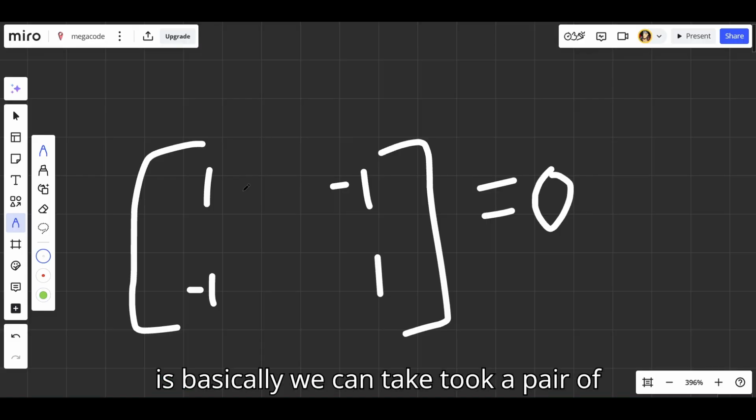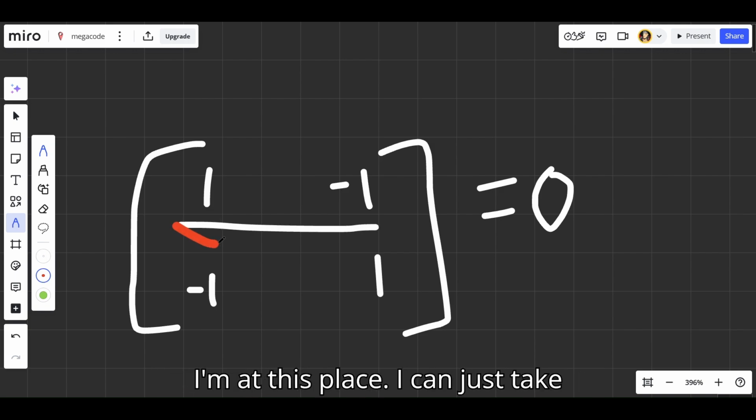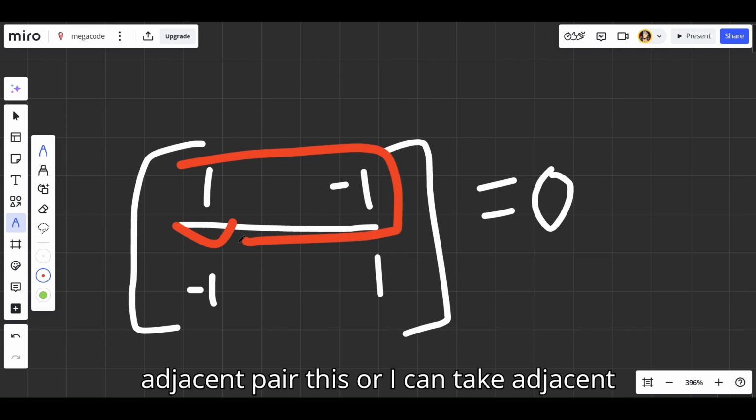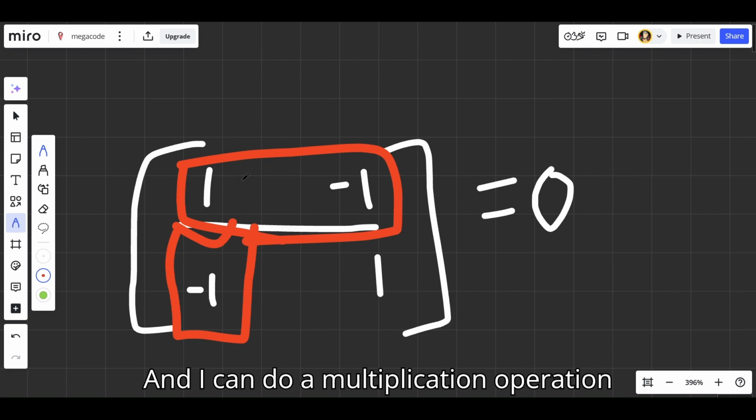So which is basically we can take a pair of these. Let's say I'm at this place. Let me just change the color. Let's say I'm at this place. I can take this adjacent pair, or I can take this adjacent pair. I mean, we can take both of them. So let's say I just take the first one, and I can do a multiplication operation of minus one.